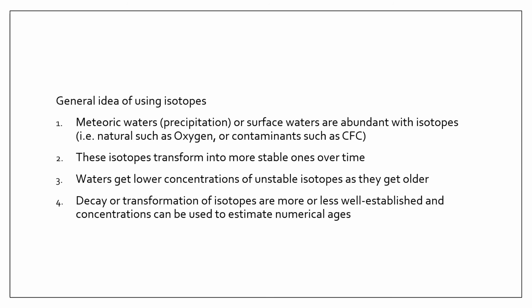Now, the general idea of using isotopes is that you have to note that precipitation or meteoric waters or surface waters are abundant with isotopes such as oxygen or contaminants such as CFC. And note that we can actually establish the initial concentrations of these isotopes on the surface. And note that isotopes transform into their more stable ones over time. Okay, so they break down radioactively into more stable isotopes.